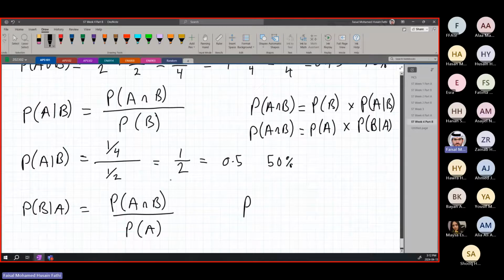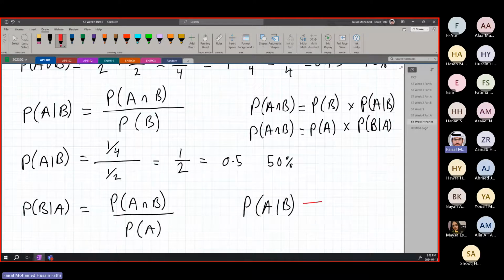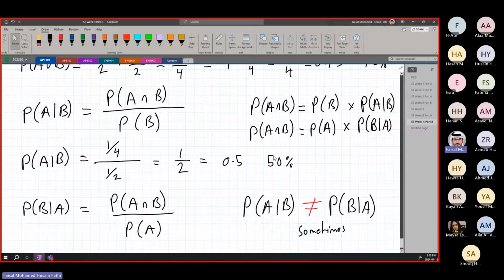Remember that P of A given B is not necessarily equal to P of B given A. Sometimes, I should say sometimes, because it depends on the probability, the chance. Here we have a 50-50 chance, so it's normal that P of A given B is going to be 50%, so P of B given A is going to be 50%. But in usual cases, do not equate these to each other. Do not say, oh, I have P of A given B, and I'm just going to make it equal. Just because it is in this case, it doesn't mean it's always the same.